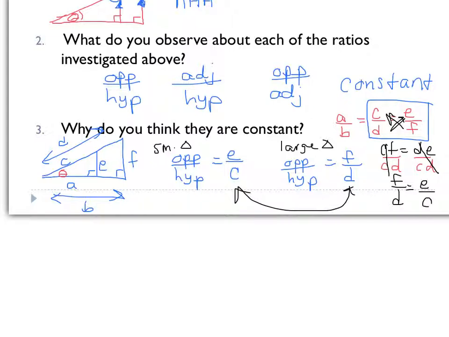So I could do this exact same algebraic exercise for the adjacent over hypotenuse and the opposite over adjacent, and find that it's not by coincidence that these are constant. It's purely algebra stemming from the proportional relationship of these sides.